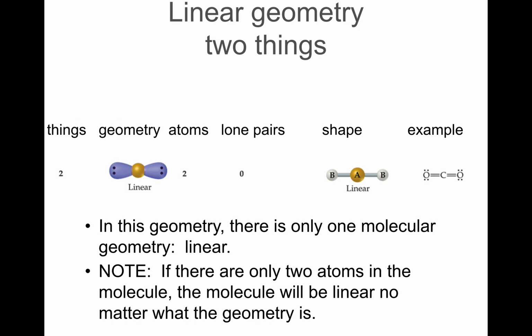It's just linear, okay? So if there are only 2 atoms in a molecule, the molecule is going to be linear, okay? So it doesn't matter what the geometry is. When there's only 2 atoms, it's always going to be linear, okay? So I want you to write down linear. I want you to write how many things there are, how many lone pairs, the shape, and give an example. Okay, so jot down everything on this slide.